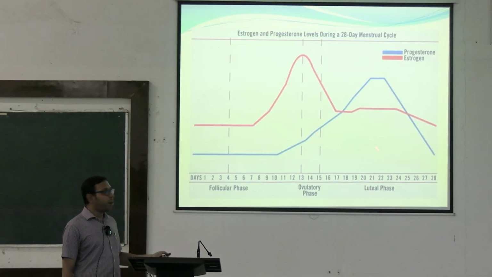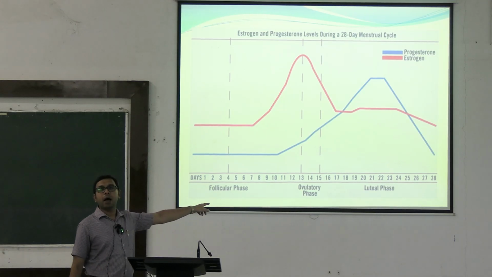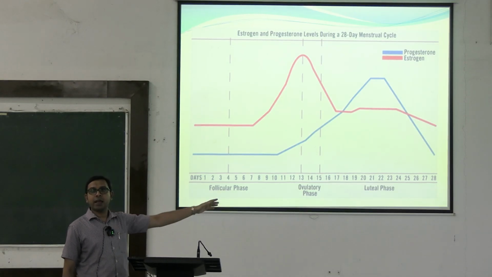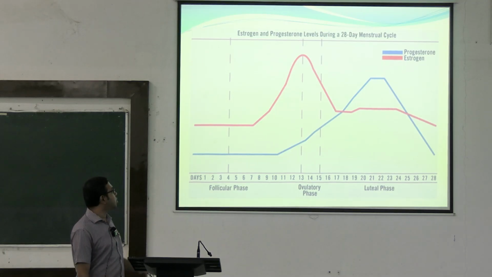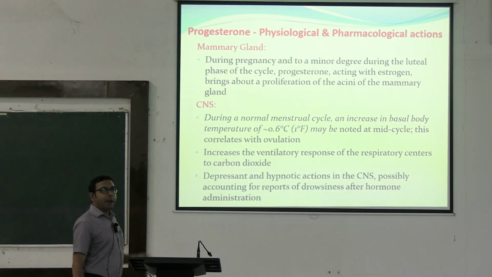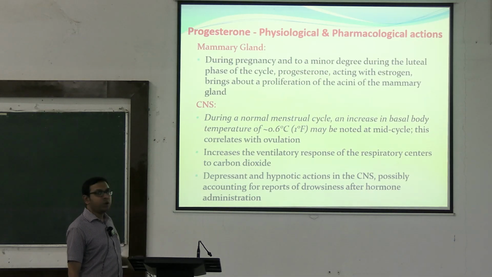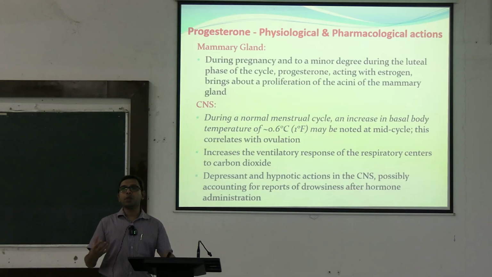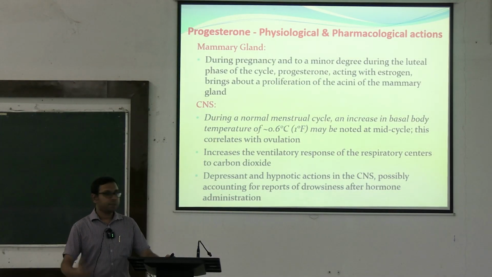So the same thing, as already discussed: you can see the blue line abruptly decreased at the end of the menstrual cycle, so that the next cycle starts, and for the first 4 days we can say this is the menstruation. On the mammary glands, during pregnancy and to a minor degree during the luteal phase of the cycle, progesterone along with estrogen brings about proliferation of the acini of the mammary gland. So basically progesterone helps in the preparation if some pregnancy happens.